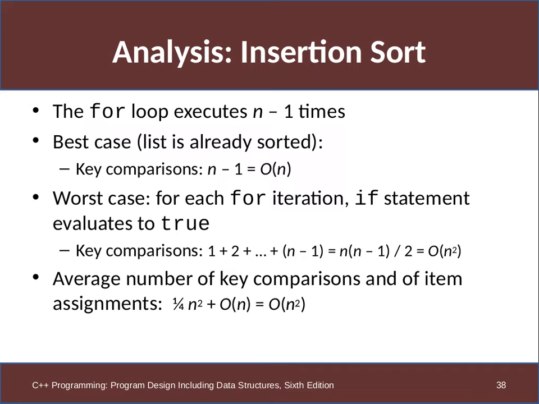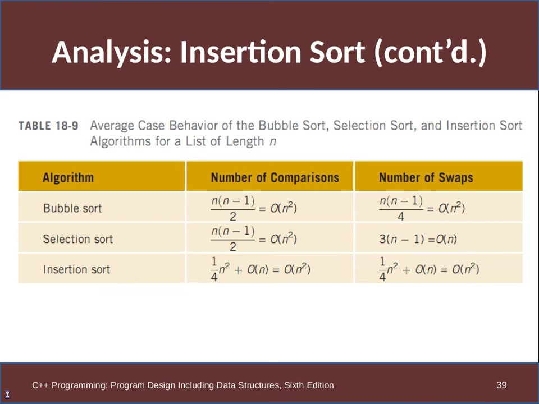Let's go make sure we did our big O analysis correctly. The for loop executes N minus 1 times. That's that outer loop that I was talking about up there. Best case, the list is already sorted, it's just N minus 1. Worst case, for each iteration, everything is true, so you have to do N squared. So the average number of key comparisons is N squared, pretty much no matter what. All right, we got that.